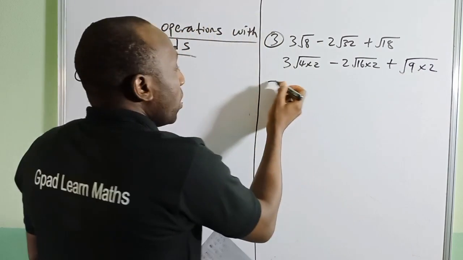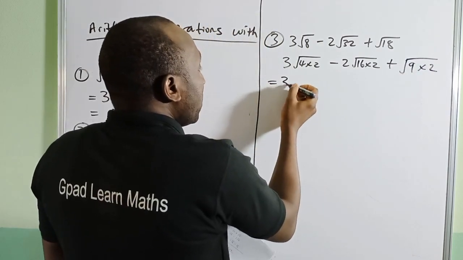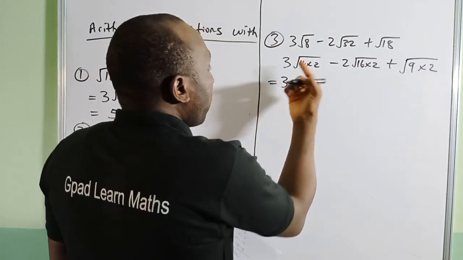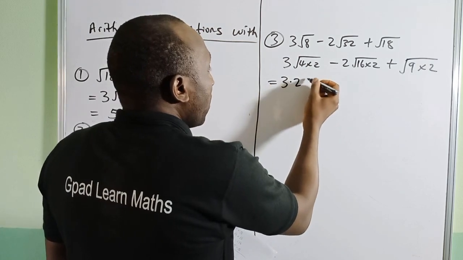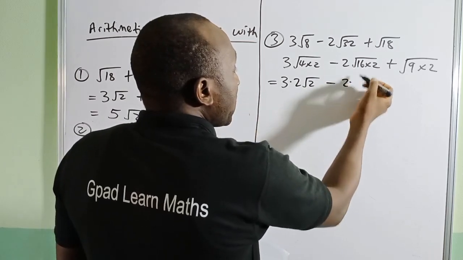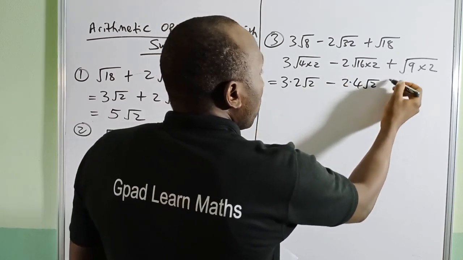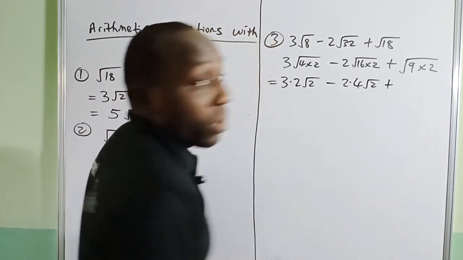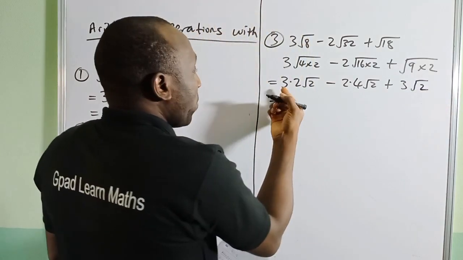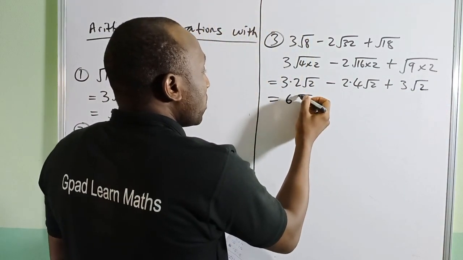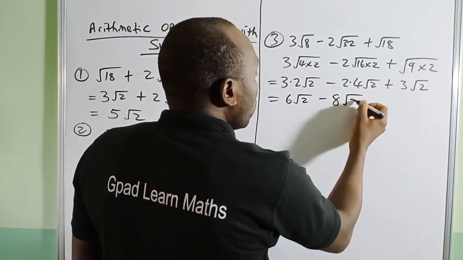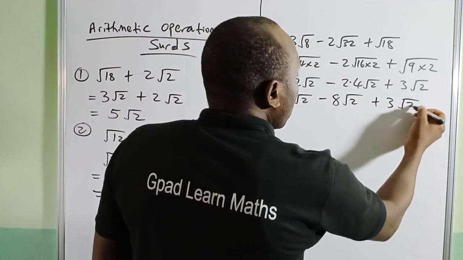Okay, it's time to simplify this. I'm going to use dot for times. Dot is times. The square root of 4 is 2. So we have root 2. Then what about this? 2, then times. The square root of 16 is what? 4. Then root 2 plus the square root of 9 is what? 3. So that's 3 surd 2. Okay. So let's multiply. 3 times 2 is what? 6. Then 6 surd 2 minus 2 times 4 is 8. 8 surd 2 plus 3 surd 2.